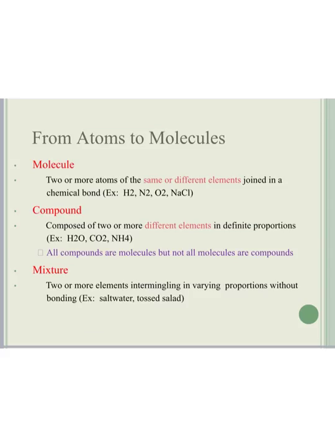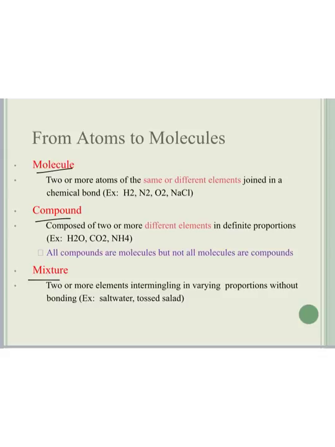Okay, so why do we care about atoms and elements? Well, that's because it gets us to molecules, compounds, and mixtures. If you remember back from chapter 1, we started out with atoms on our organizational chart, and that got us up to molecules. In biology, we are very interested in molecules. So that is 2 or more atoms of the same or different elements joined together in a chemical bond.